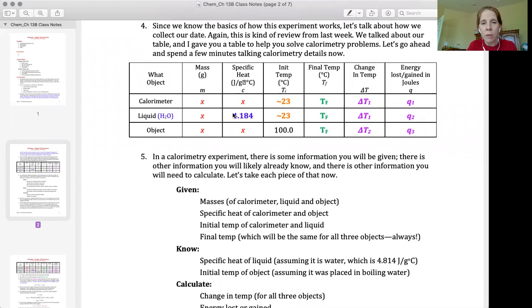So you should know the specific heat of your liquid. If it's water, it's always going to be 4.184 because we're going to use joules, grams, degrees Celsius. And we should know the initial temperature of our object, okay? So these are pieces of information that we know.